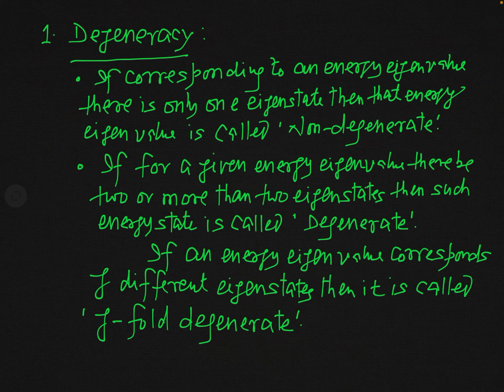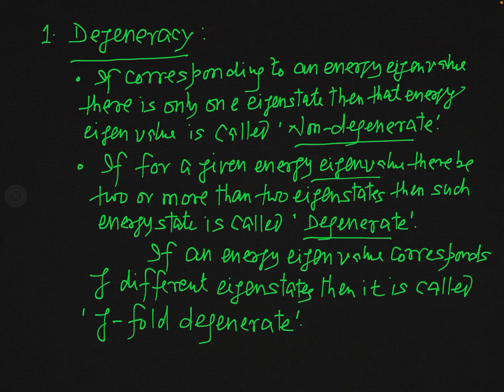You know what this degeneracy is? In fact, if corresponding to an energy eigenvalue there is only one eigenstate or only one eigenfunction, or you can say only one quantum state, or only one wave function, then that energy eigenvalue is called non-degenerate. But if there is a situation when for a given energy eigenvalue there are two or more eigenstates, then such an energy state is called degenerate.